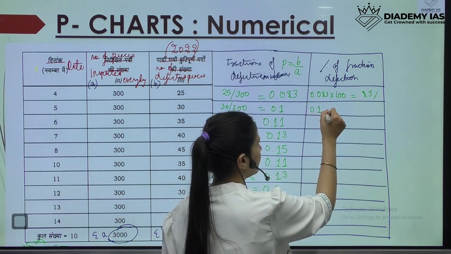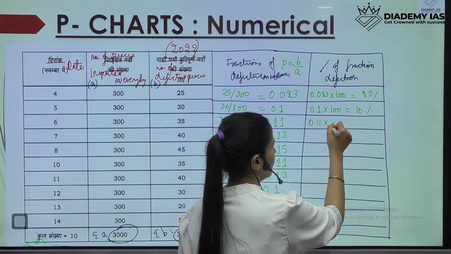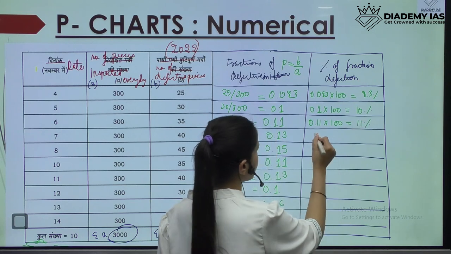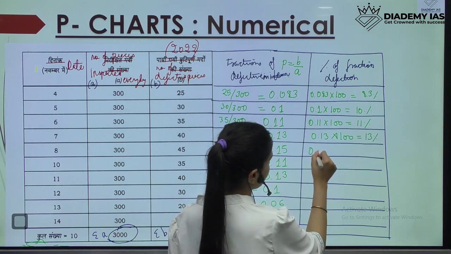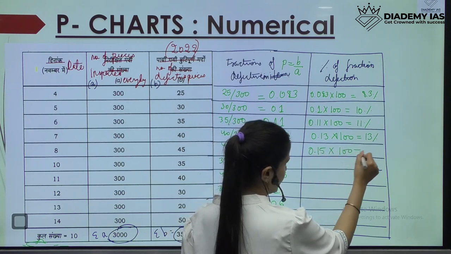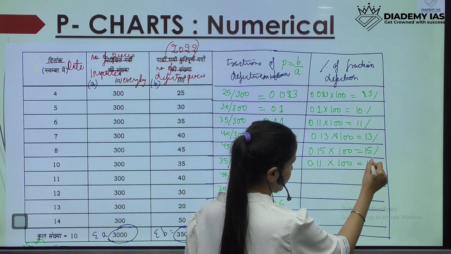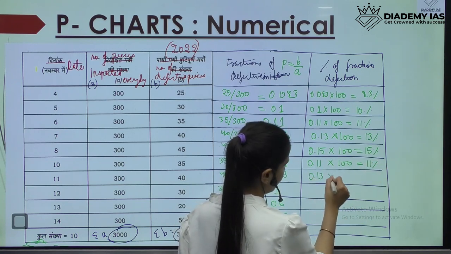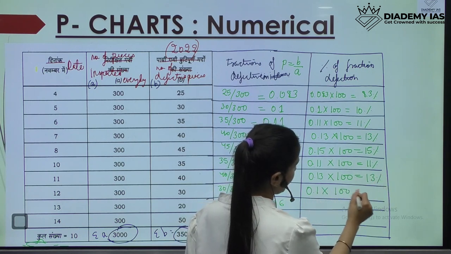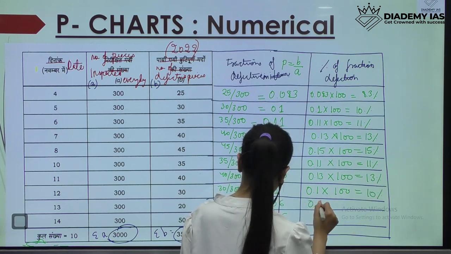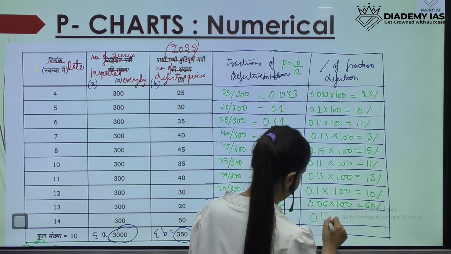So this comes out to be 10%. This comes out to be 11%. This comes out to be 13%. This comes out to be 15%. This comes out to be 11% again. This comes out to be 13%. This comes out to be 10% again. And this comes out to be 0.06 into 100, 6%.